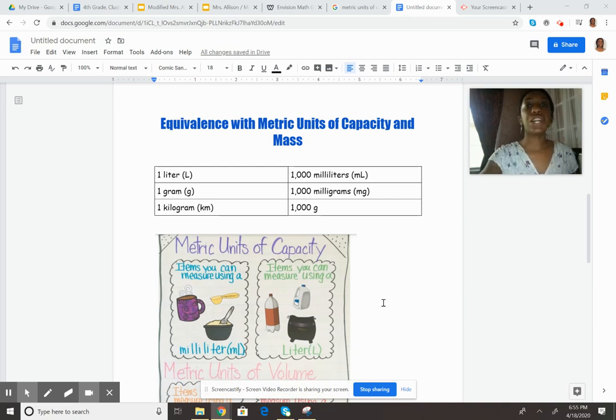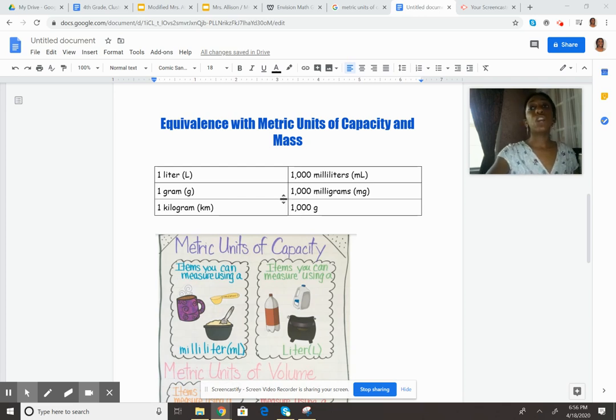So 1 liter is equal to 1,000 milliliters, okay? Again, 1 liter is equal to 1,000 milliliters. 1 gram is equal to 1,000 milligrams, okay? And the last one we're going to go over is 1 kilogram is equal to 1,000 grams, okay?